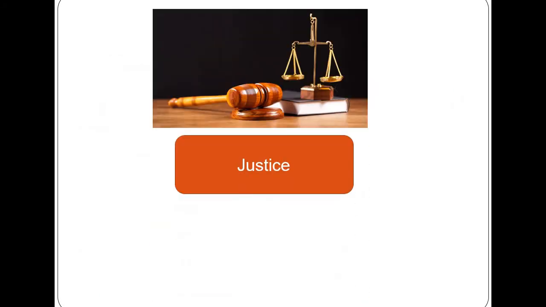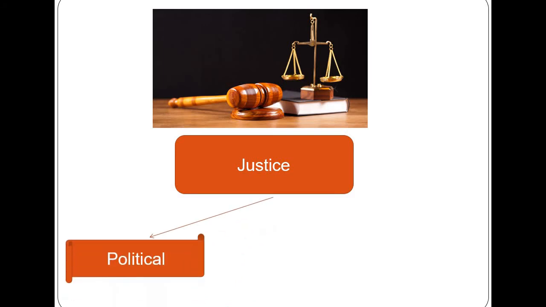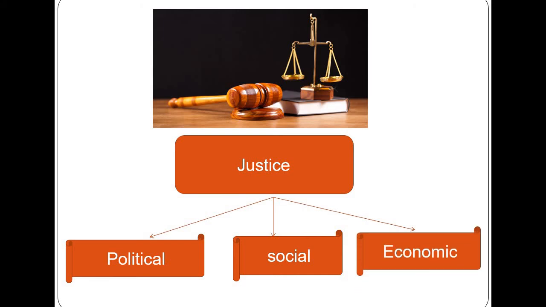Let us see what is justice. Under that, we are going to see three forms of justice. One is political justice. As we all know that once you attain age of 18, irrespective of any religion or caste or any community, you have right to vote and nobody can stop you from voting.